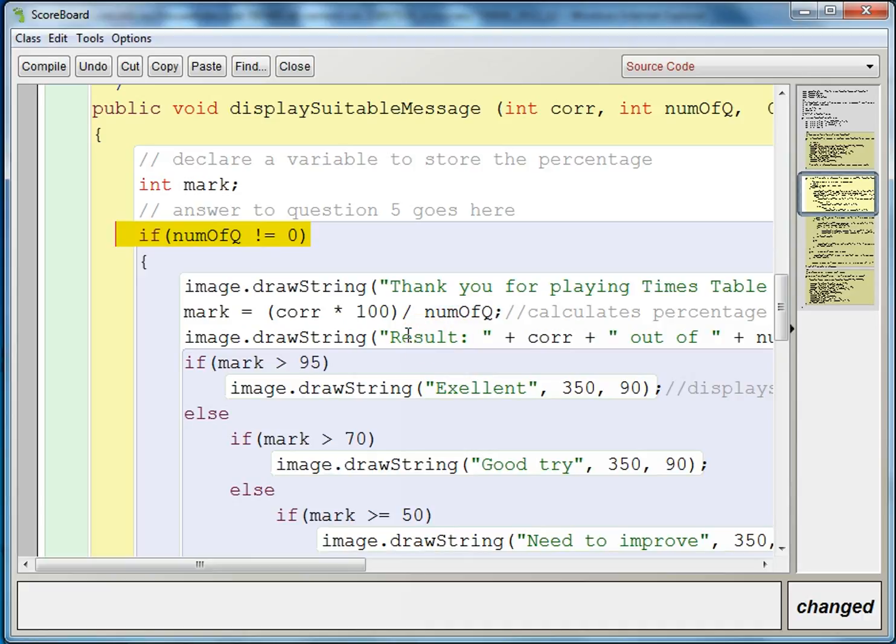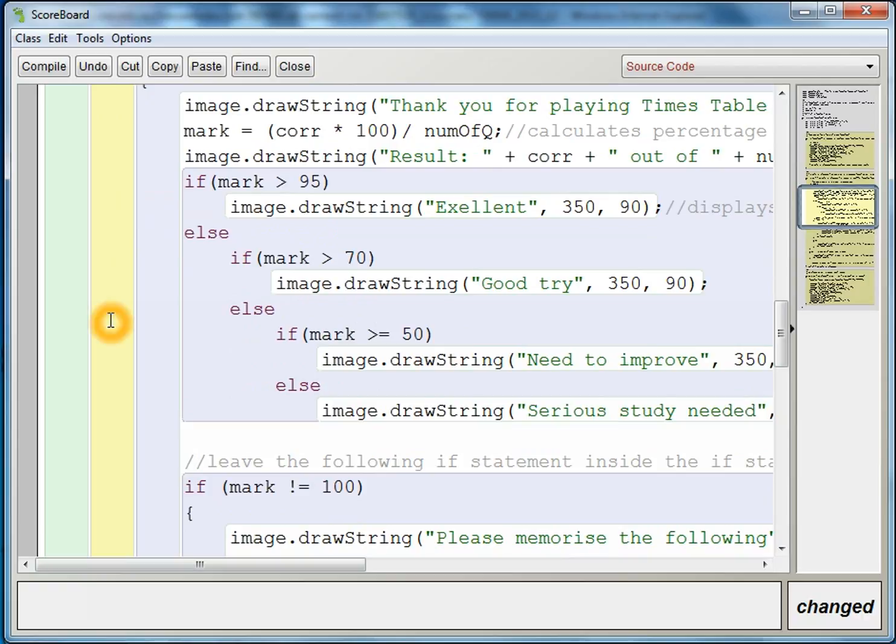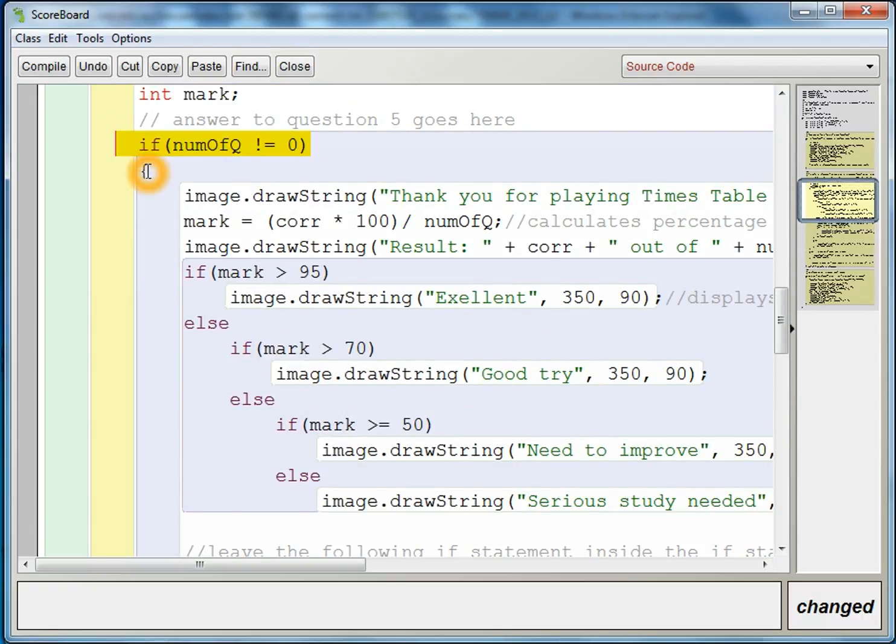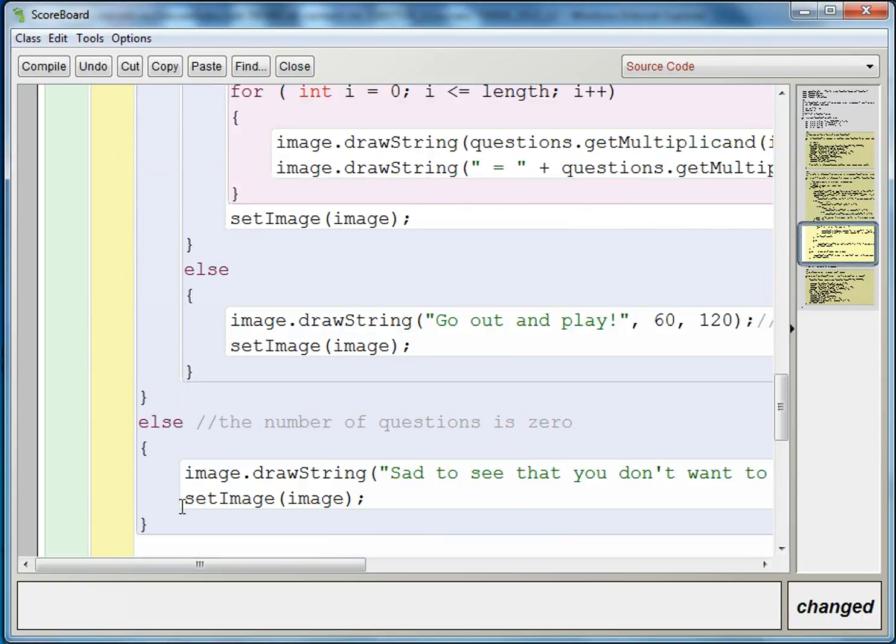Because if we try to calculate the percentage when it's 0, it's a division by 0, which gives a runtime error. And some of you did have that runtime error come. So this should be inside that if statement. If this was outside, it's going to calculate without checking. And notice the curly brackets open here and closing.